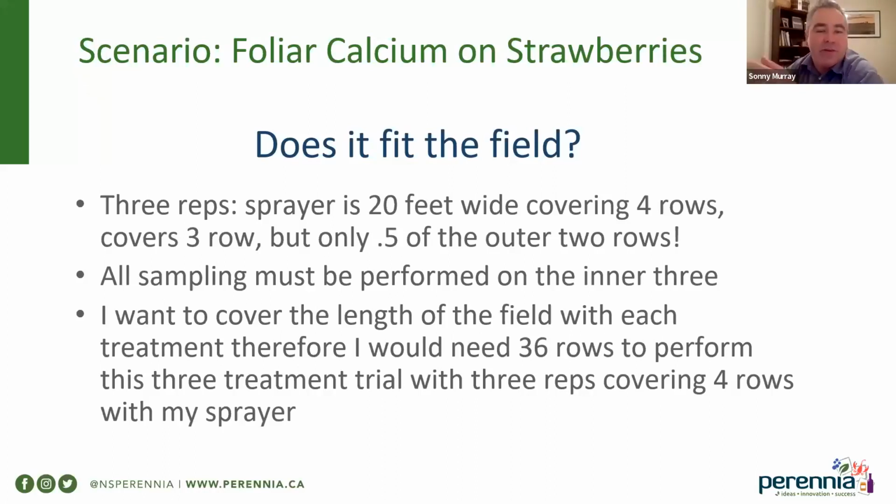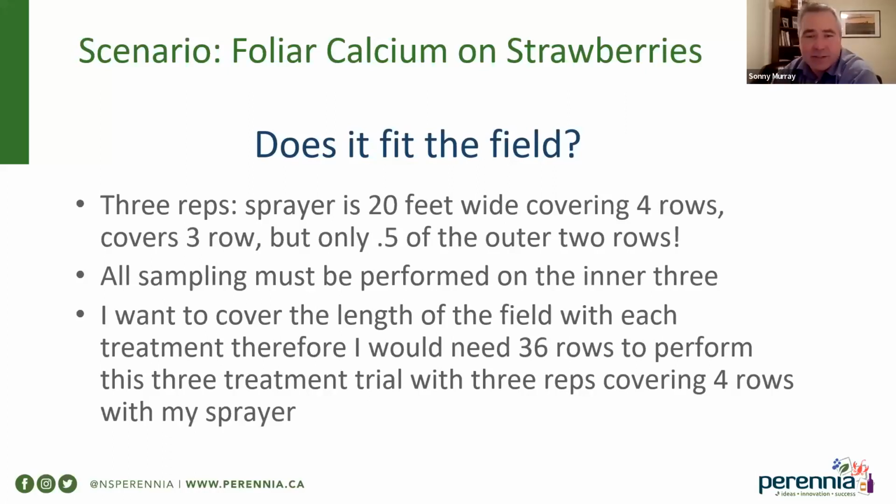So all sampling must be performed on the inner 3. I want to cover the length of the field when I'm doing my application, just because it's easier that way. I don't want to have to shut the sprayer off, go to the other end of the field, then come back around and travel through. So I want to spray the complete length of the field. Therefore I need 36 rows to perform this 3 treatment trial with the 3 reps, covering 4 rows at a time with my sprayer. When I collect my data, I want to take that data from the inner 3.